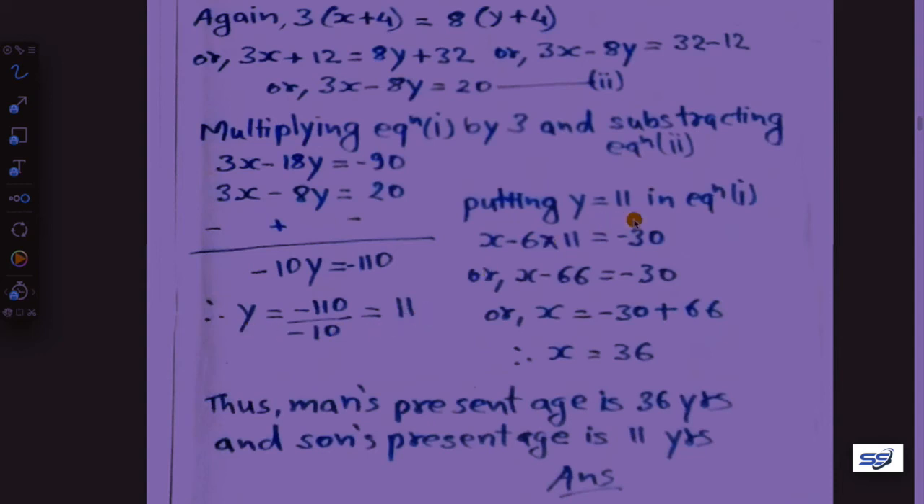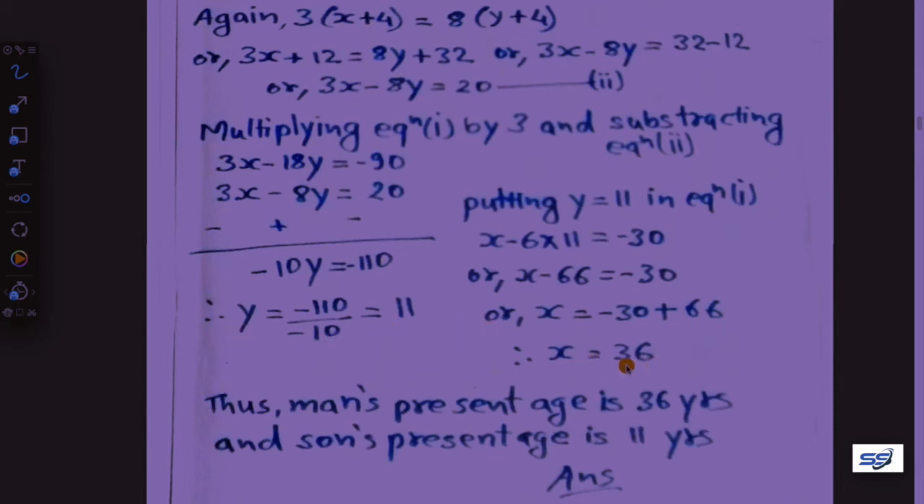Putting the value of y equal 11 in equation 1, we can easily get x minus 6 into 11. Here the value of y is 11, so 6y means 6 into 11. x minus 6 into 11 equal minus 30, or x minus 66 equal minus 30, or x equal minus 30 plus 66. Therefore x equal 36. Now we get the value of y equal 11 and x equal 36.